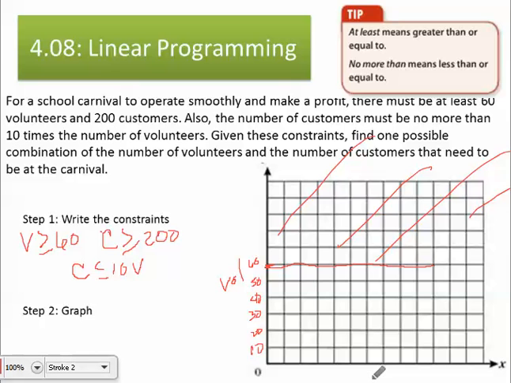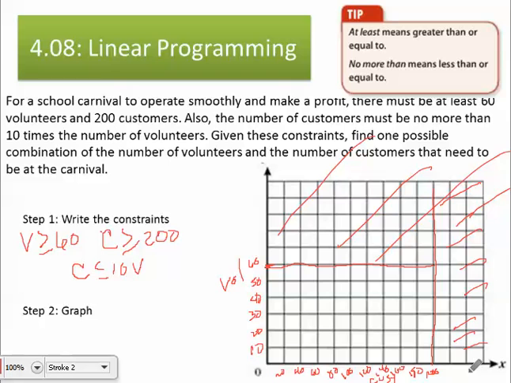Okay, so this is customers. And we're going to go in 20s. 20, 40, 60, 80, 100, 120, 140, 160, 180, 200. Okay, 200 is where we need it to be. It's going to be a line like this. And we need it to have something greater than that.